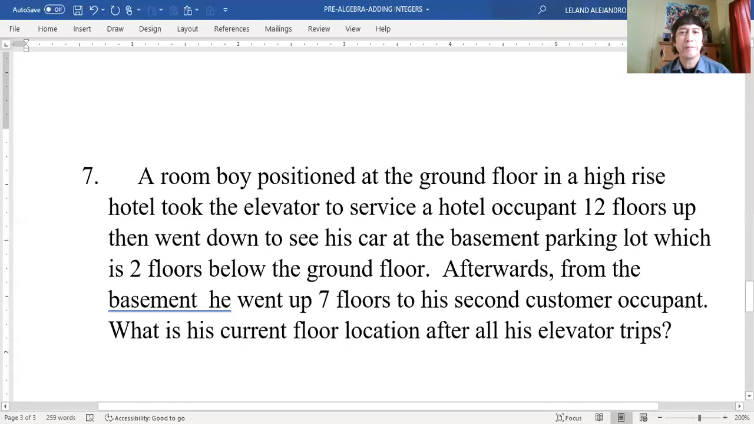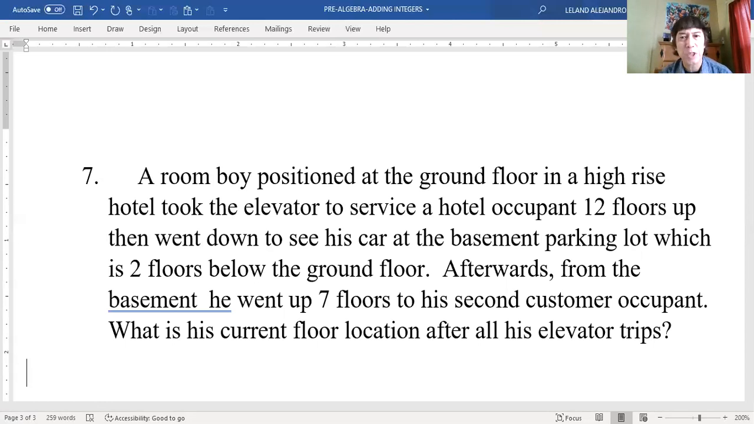All right, number 7. This time we're going to have an elevator example, and we're going to use the ground floor. Remember, there are floors above the ground floor, and there are floors below the ground floor, which are called basements. Basement 1, basement 2, basement 3. That depends on how many levels below the ground floor. Let's read the problem first.